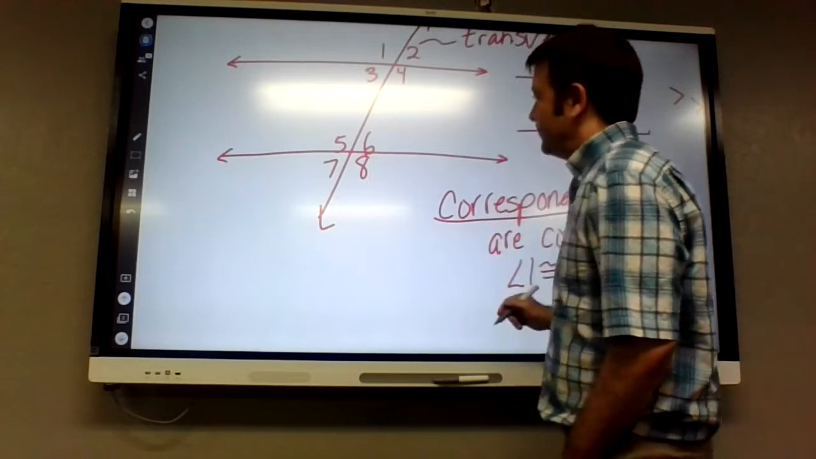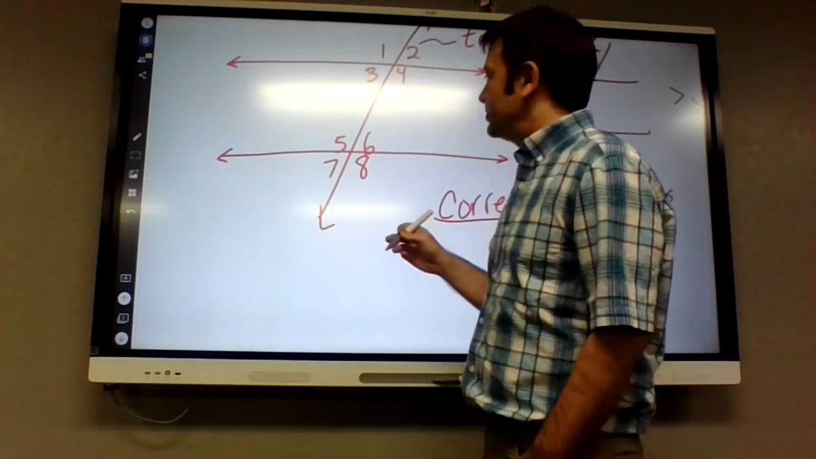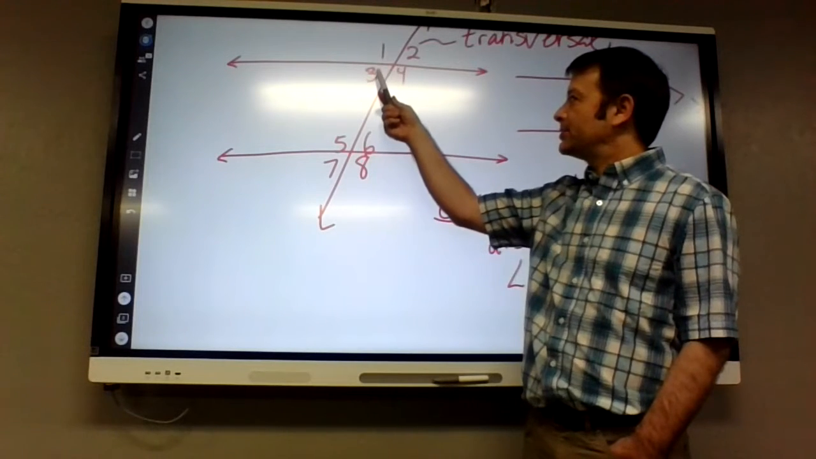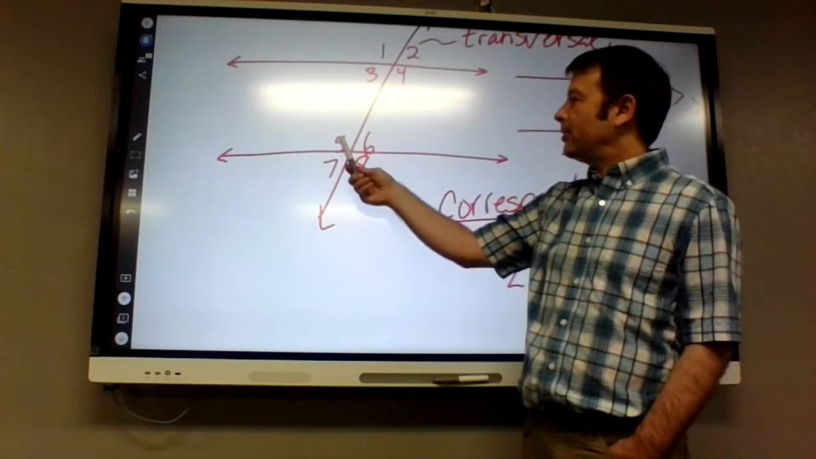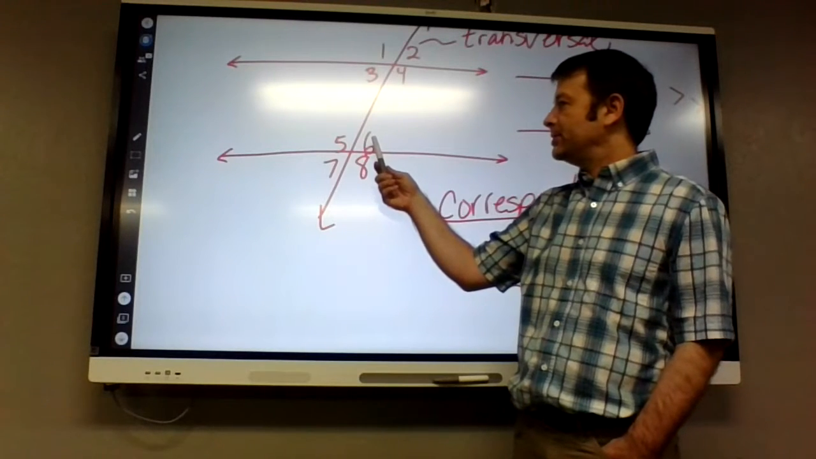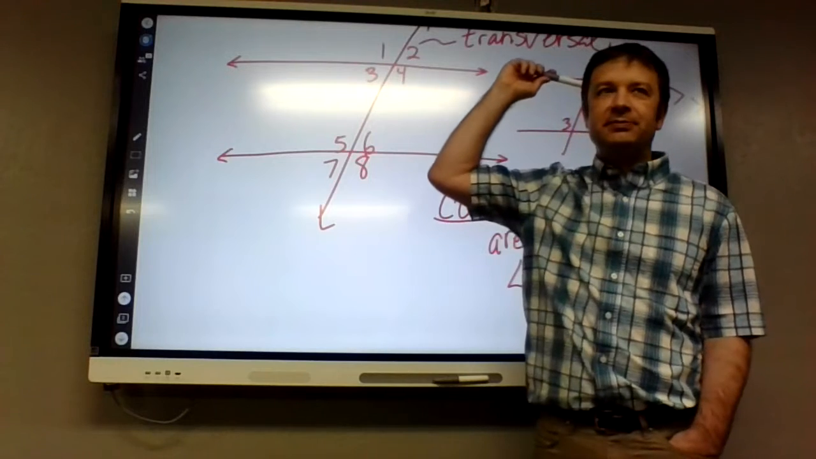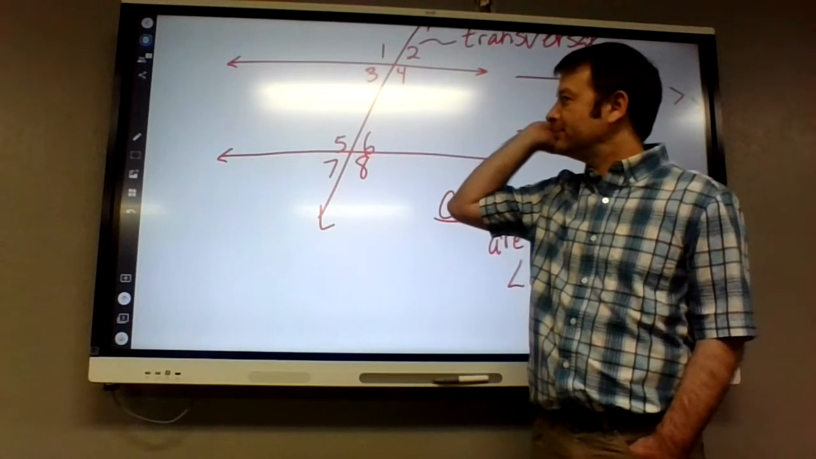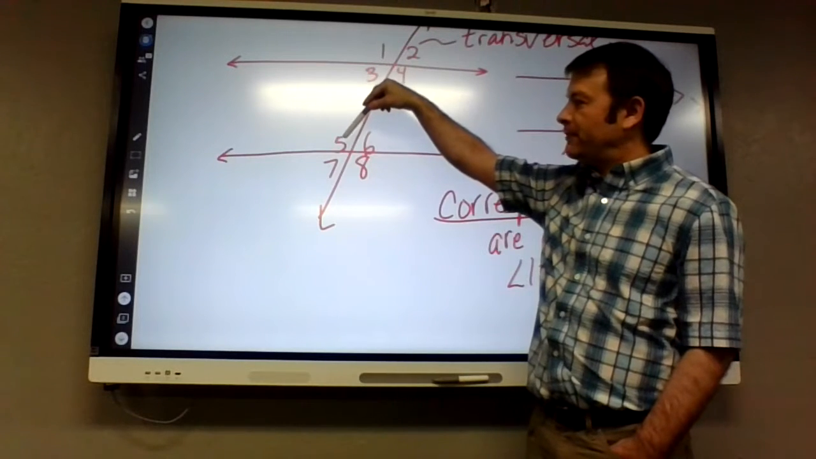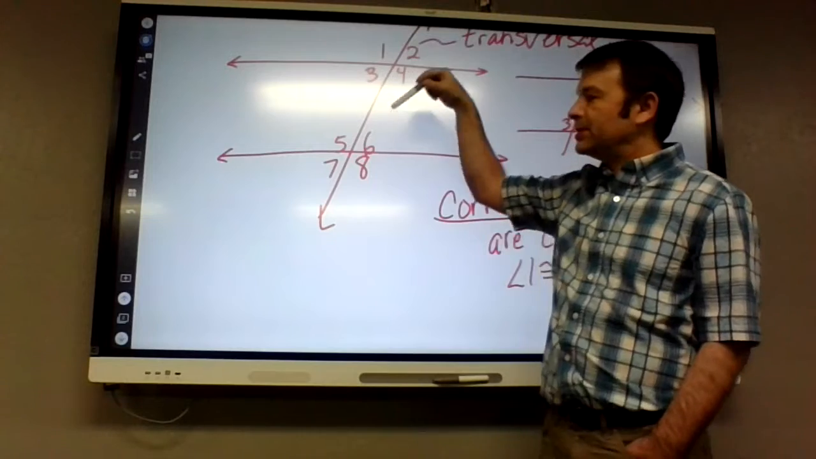So we just said 1 and 5 are congruent, right? How are 1 and 3 related? They're a linear pair, so they're supplementary. How are 5 and 6 related? They're supplementary. So what should be true about 3 and 6? 3 is supplementary to 1, 6 is supplementary to 5. If 1 and 5 are the same, 3 and 6 are the same.